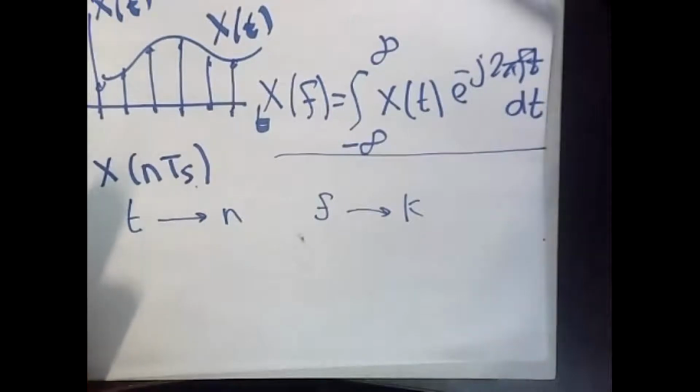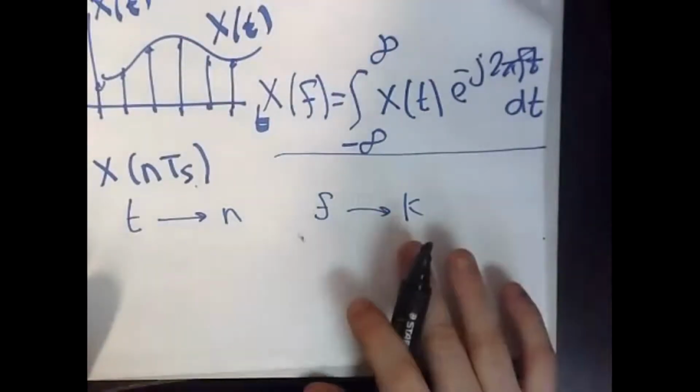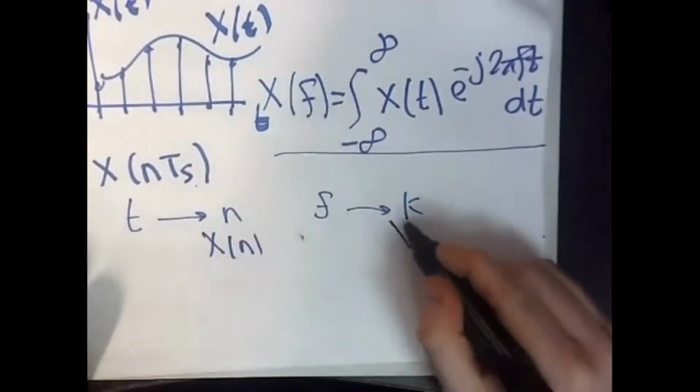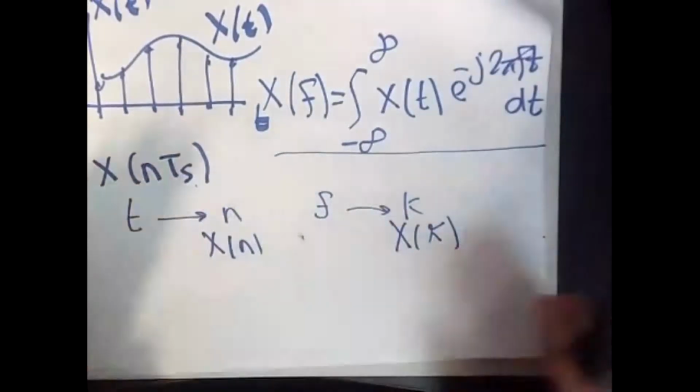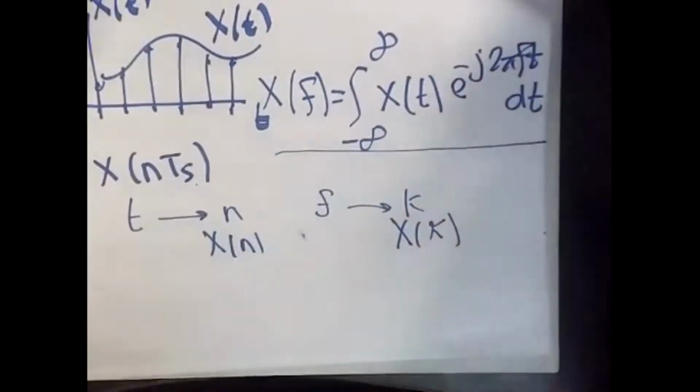It's 0 ts, 1 ts, 2 ts, 3 ts, and so on. And k represents 0, 1, 2, and 3 again, but it's 0 fs, 1 fs, 2 fs, and so on, where ts is the sampling time and fs is the sampling frequency. That's all. Okay, so now we have x of n and x of k. And you can understand that now x of n is something discrete in the time and x of k is something discrete in the frequency.